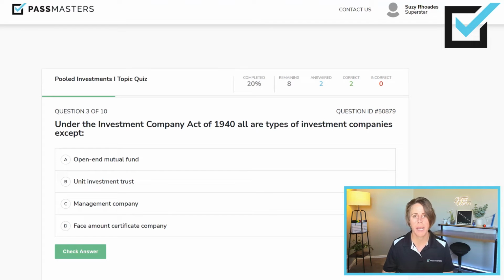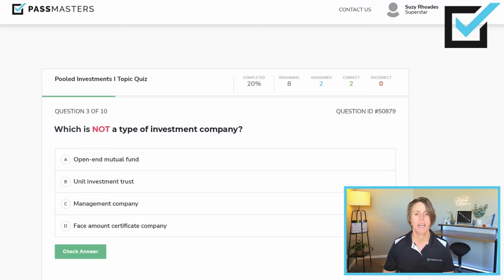Under the Investment Company Act of 1940, all are types of investment companies except. Always reword the except question. Literally write it on your scratch paper. There's something about being able to read it and then read the question; obviously, go back to your answers, but it just helps if you take out that negative. So, which is not a type of investment company? You have to know there's three. Anytime there's three of anything, the test loves these types of except questions.